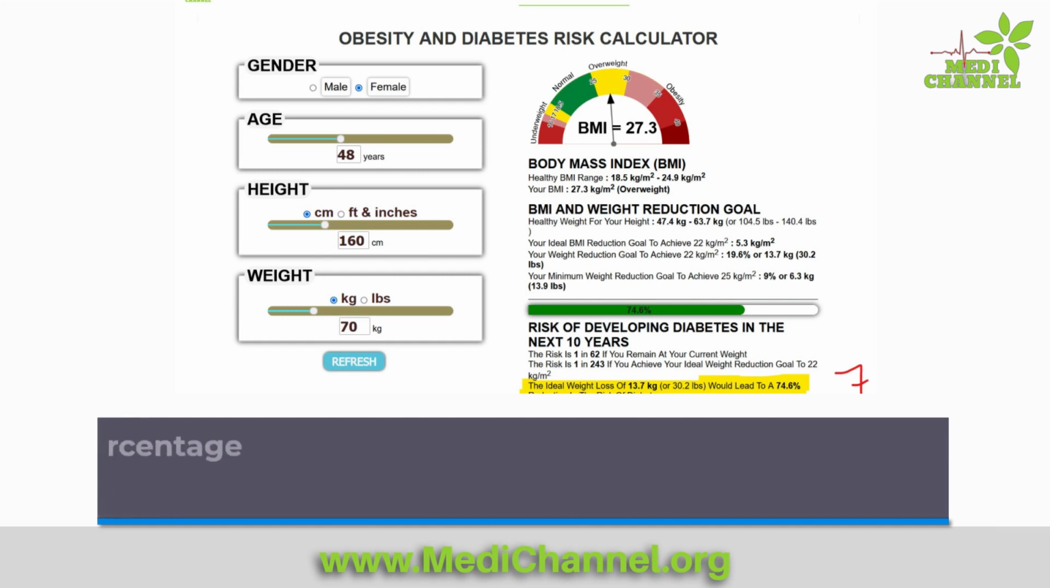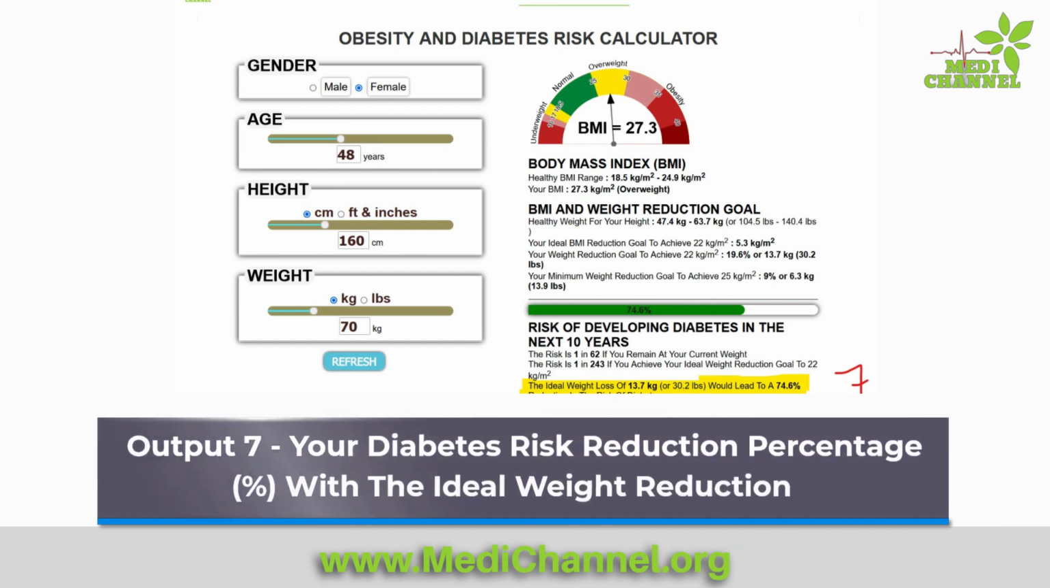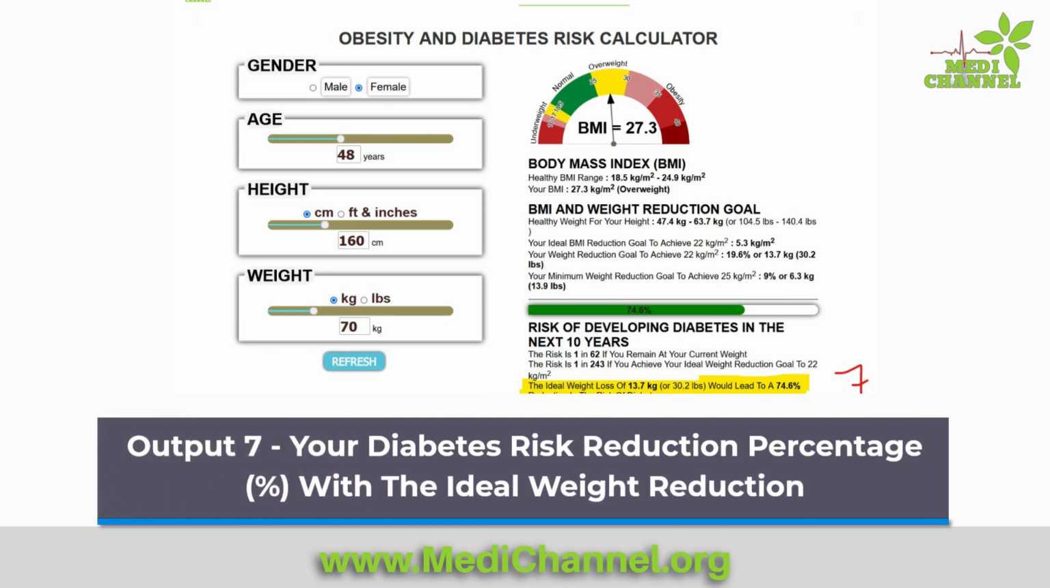Output 7, your diabetes risk reduction percentage with the ideal weight reduction. Here, you will learn how much your diabetes risk decreases by reaching your ideal weight. In this example, the ideal weight loss of 13.7 kilograms, or 30.2 pounds, would lead to a 74.6% reduction in the risk of diabetes.